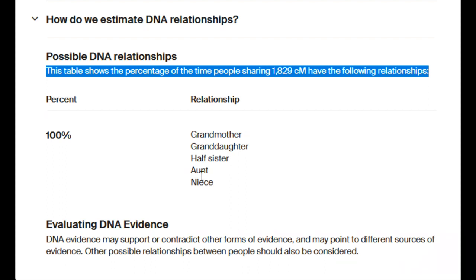So: half sister, aunt, or niece. And that's correct. I am his half sister. So it doesn't say, oh, this is your grandmother, this is your granddad. If you're trying to find how you and that person are related, you have no idea. I knew Tyrone was my brother.